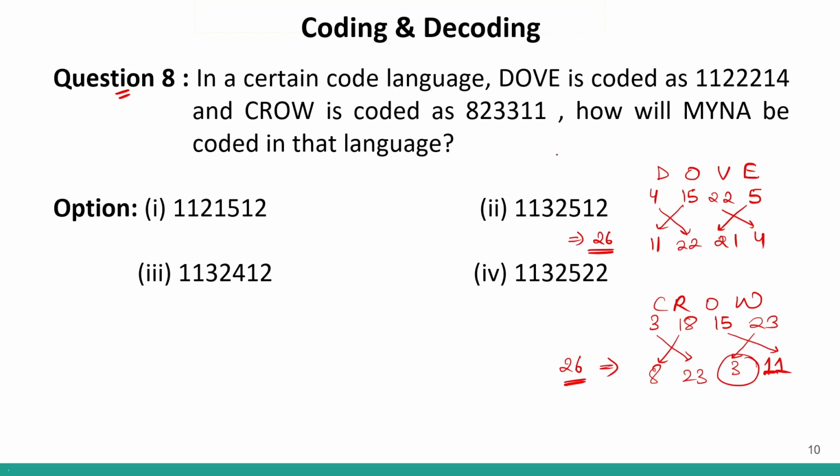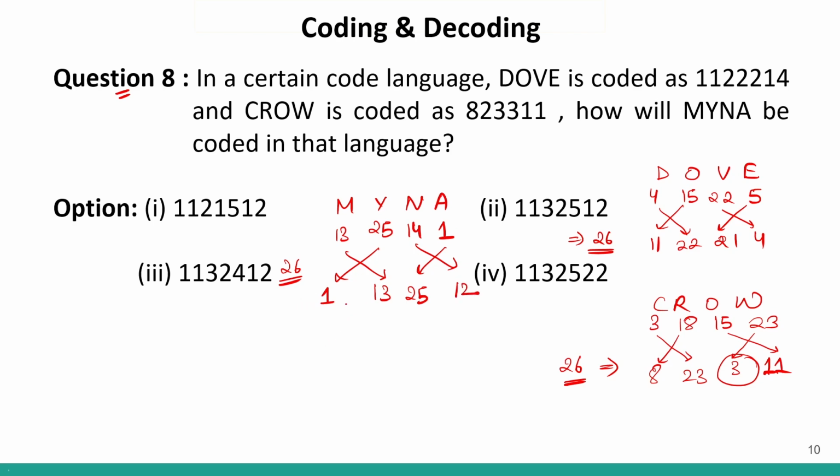Okay. So let us check for Myna. M-Y-N-A. The code for M is 13. For Y it is 25. For N it is 14 and for A it is 1. So now in a crisscross pattern, the sum should be 26. So for 25 to get 26, I will get 1. Here I will get 13. Correct? Here I will get 13. Here I will get 25. And here I will get 12.